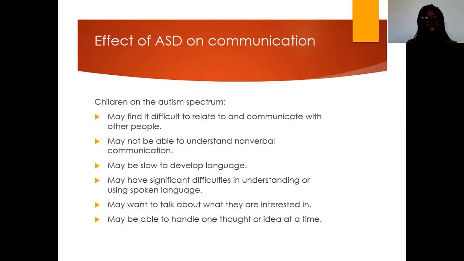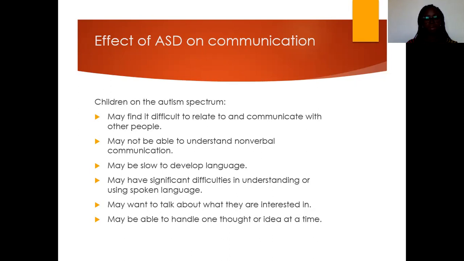They may also want to talk about what they are interested in and not what you want them to talk about. There are some who have developed language, they are able to form complex sentences and talk extensively on topics. But these topics, normally it's what they want to talk about and not the topics you want them to talk about. They may be able to handle one thought or one idea at a time.